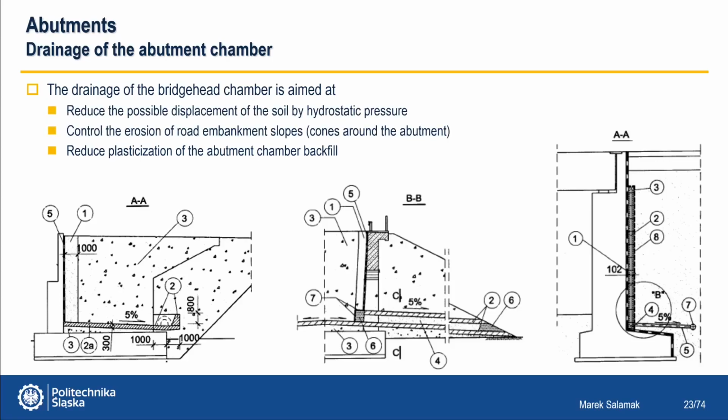As the abutment chamber is limited on three sides by the walls of the abutment body and two wings, proper drainage is essential. The possible displacement of the soil by hydrostatic pressure must be reduced. It is also necessary to control the erosion of the road embankment slopes on the cones around the abutment and to reduce the plasticization of abutment chamber backfill.